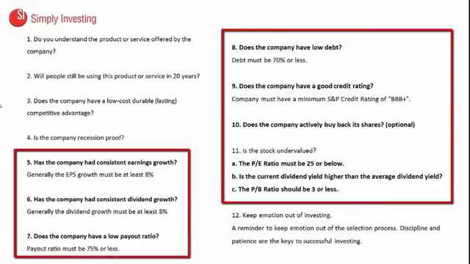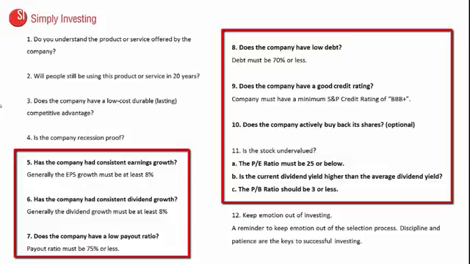So the first one is, has the company had consistent earnings growth? The EPS growth must be at least 8% or greater. The next one is the dividend growth must be at least 8% or more. The payout ratio must be 75% or less. The debt must be 70% or less. The credit rating, we're looking for a BBB plus or better. Does the company actively buy back its shares? P ratio must be below 25. The current dividend yield must be higher than the average dividend yield, and that's one of the best indicators to know when a stock is undervalued. And the P ratio should be 3 or less.